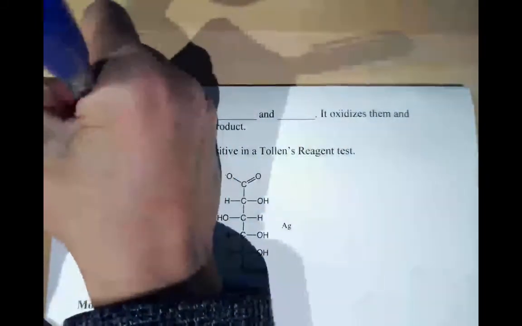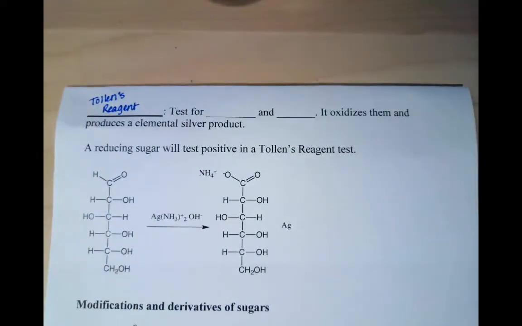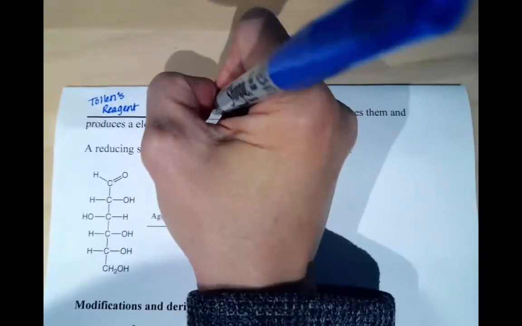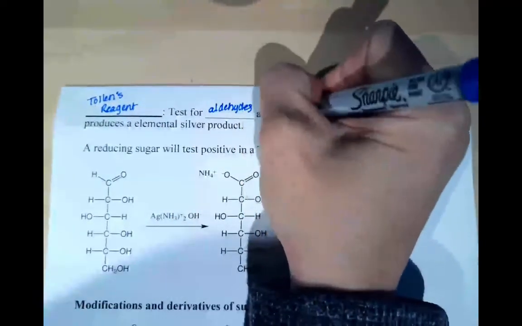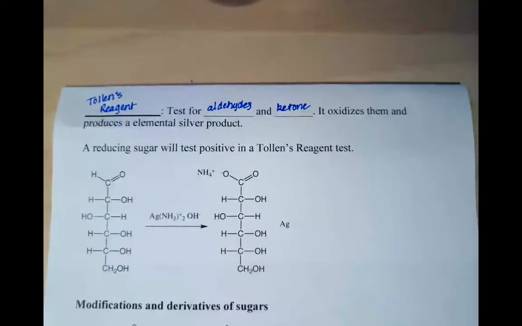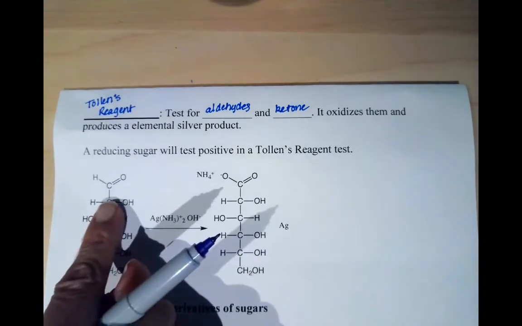Tollens reagent is a test that can detect the presence of aldehydes and ketones in a sample. So if there's aldehydes and ketones there, it oxidizes them and produces an elemental silver product. If a sample has a reducing sugar in it, then it's going to test positive in a Tollens reagent test. And that's because that sugar can mutarotate into the linear form, which is going to have either the aldehyde or the ketone group in it.